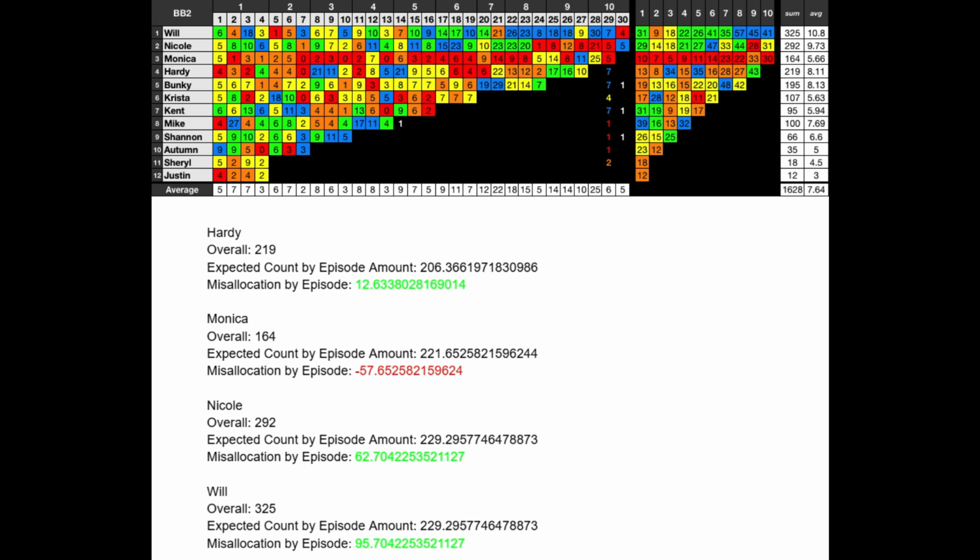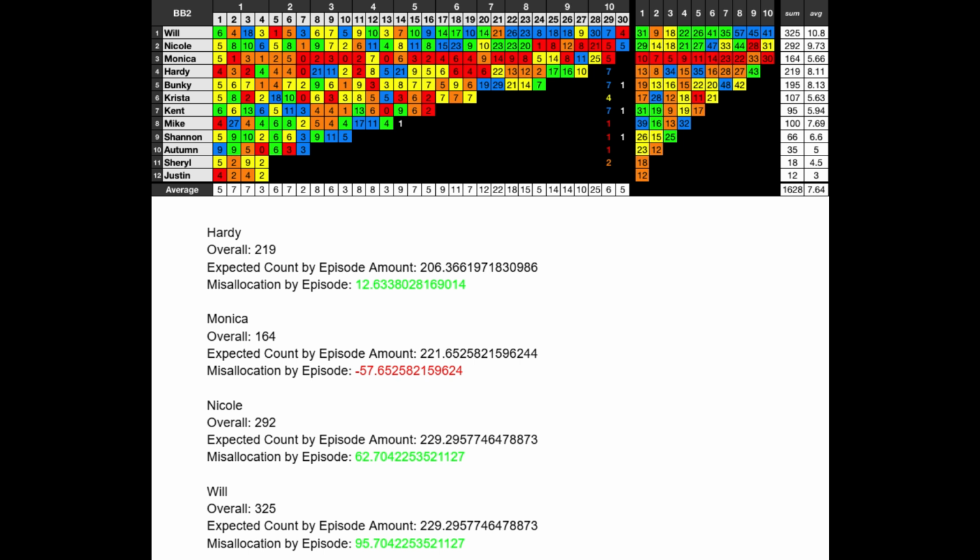Monica overall has 164 diary rooms, and the expected count by episode amount for her is 221.65. This means that she has a negative 57.65 misallocation. This is easily the hugest misallocation in a negative way, or on the negative lens, meaning that she is severely under edited, and no one else has as big of a rate as she did.